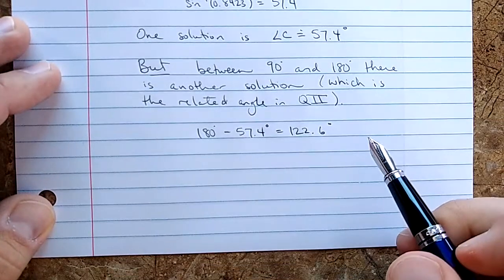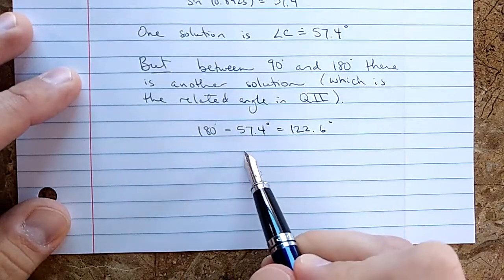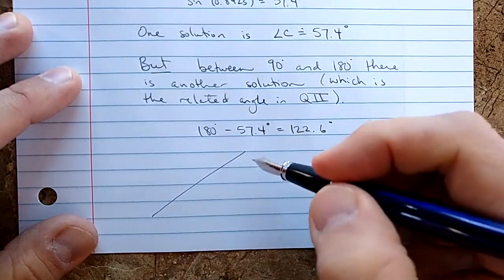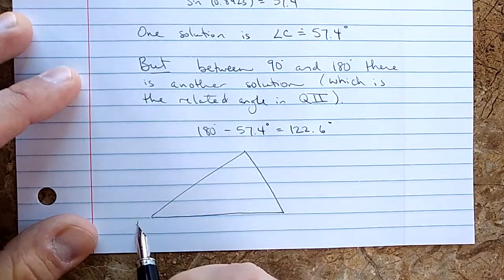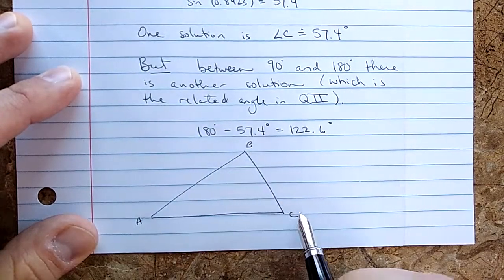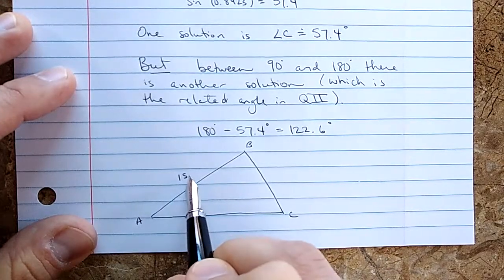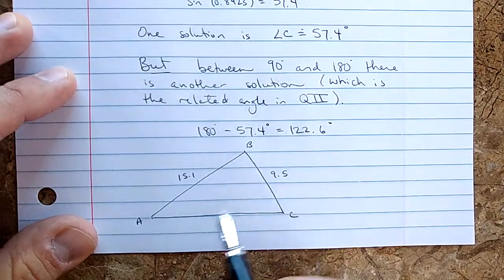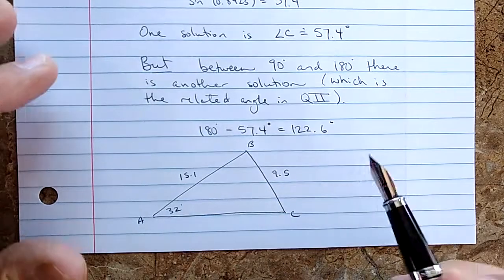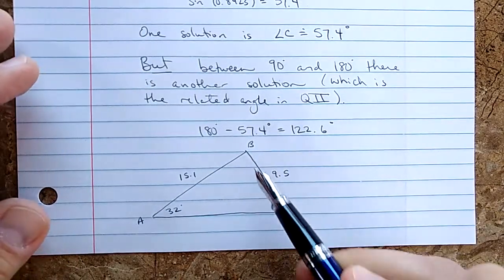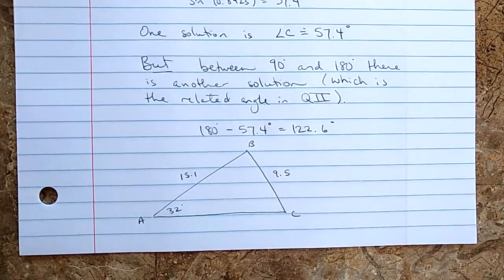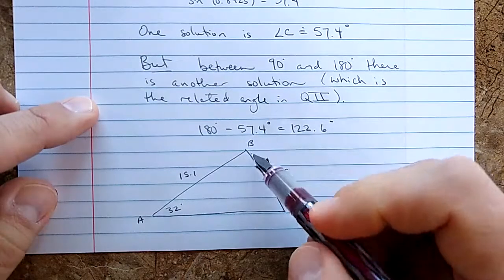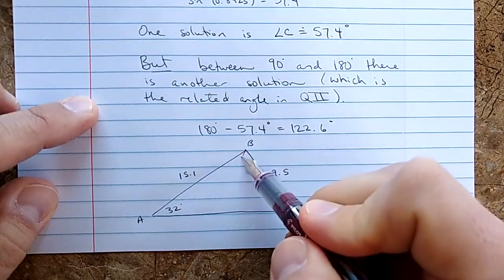Let's see what that must look like, because it doesn't seem right in my triangle. Let me just sketch the triangle out again, so I can draw on this one. So we have A, B, C, 15.1, 9.5, and 32 degrees. That's really important. I want you to notice this 9.5 side is quite a bit smaller than 15.1. So what if, instead of drawing it like this, I drew it kind of pointing in the other direction?